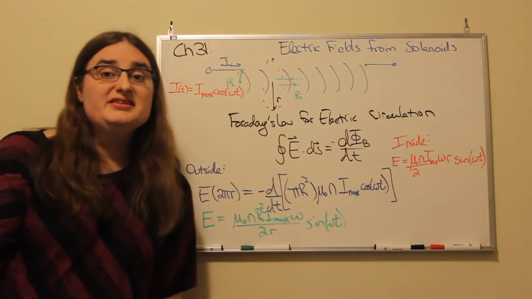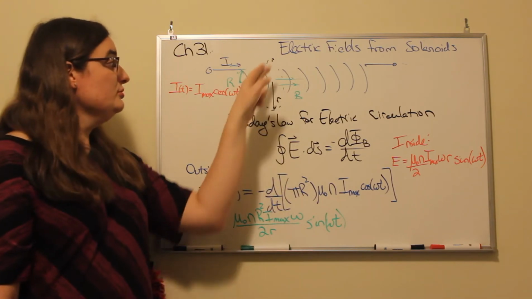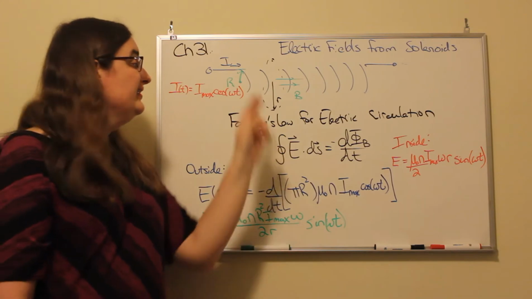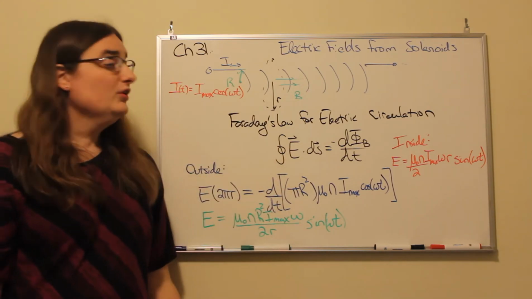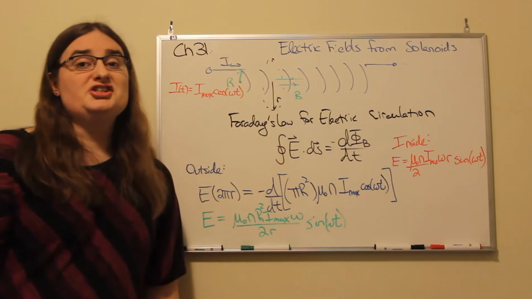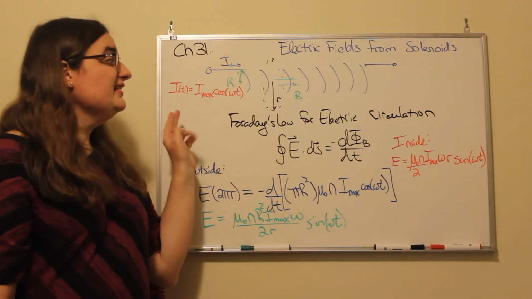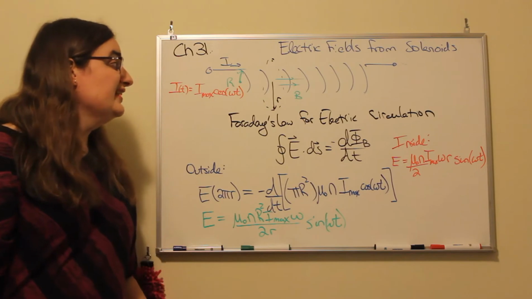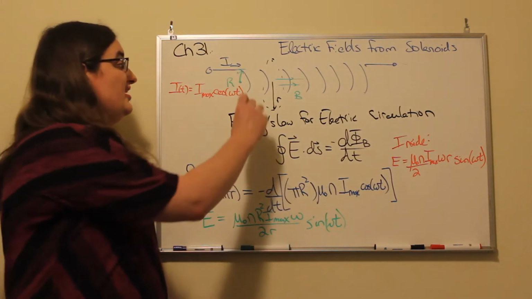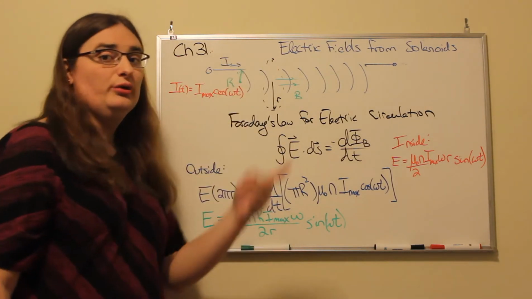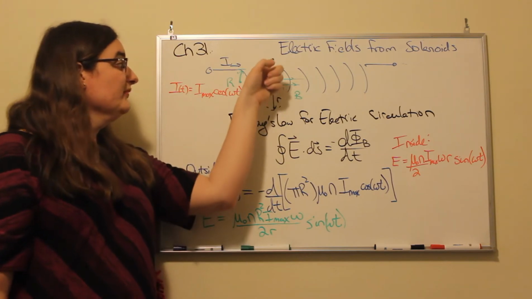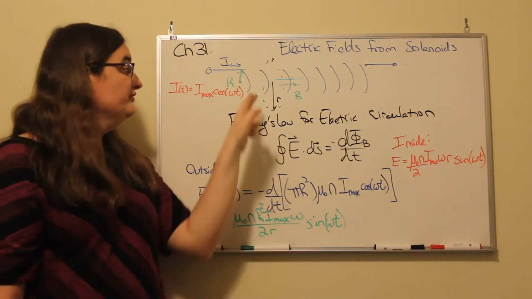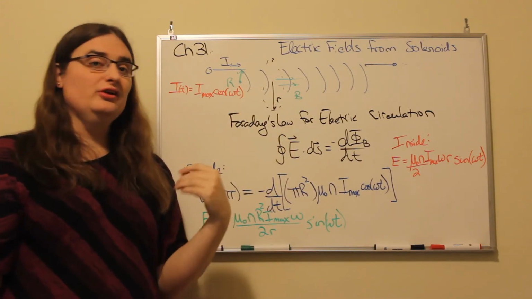So, to make things nice and simple, let's choose a circle where the center of our circular path is at the center of the solenoid. Well, that gives us two regions that we can look at: outside the solenoid and inside the solenoid. And I'll take a look at outside the solenoid first. So the solenoid has some radius to it, let's call it capital R. And our loop for calculating the changing flux has a radius little r.